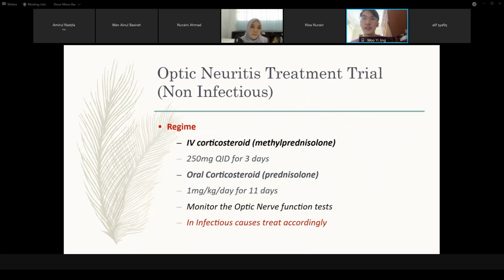So in this case, if it is non-infectious, we have a standard regime, which is we give IV corticosteroid, 250 milligrams 4 times per day for 3 days, and also oral corticosteroid, 1 milligram per kg per day for 11 days. And we need to monitor the optic nerve function, and in infectious causes, we treat accordingly. Next slide.